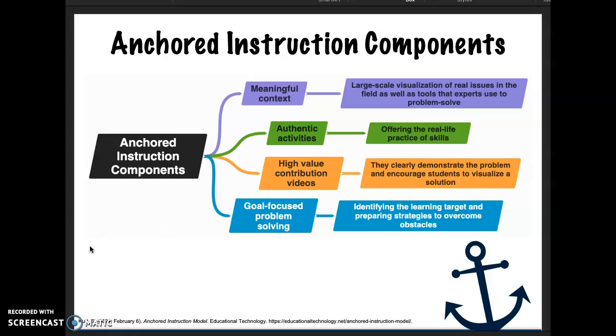High value contribution of video. The video component is so big in this because it's utilized in so many ways, both interactive or just viewing and maybe as an introduction and a prep for a given activity. So that's really a huge part of the anchored instruction components, along with goal-focused problem solving.